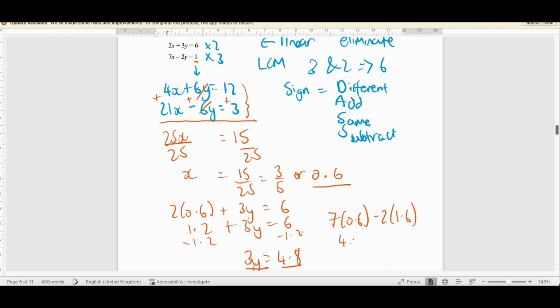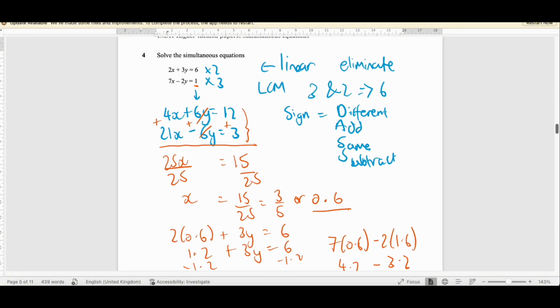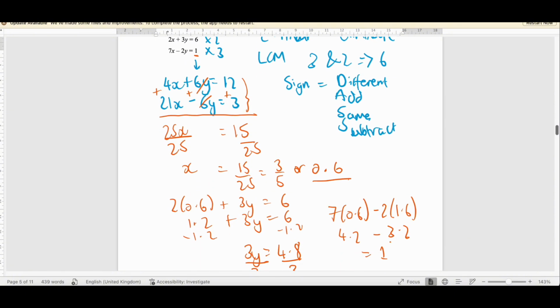So you get 4.2 minus 3.2, which gives us an answer of 1. So we've done our work correctly. Okay, so this was an example of the linear simultaneous equations.